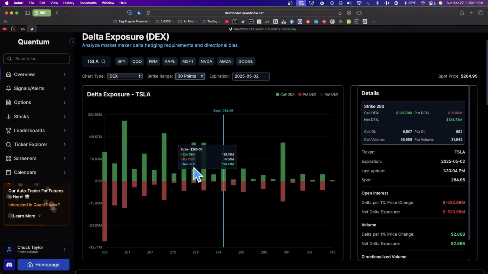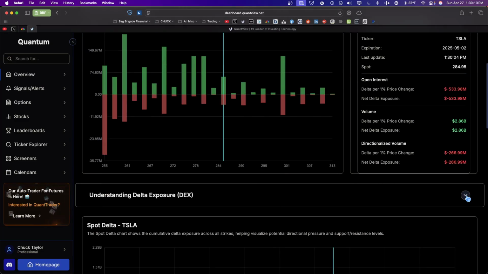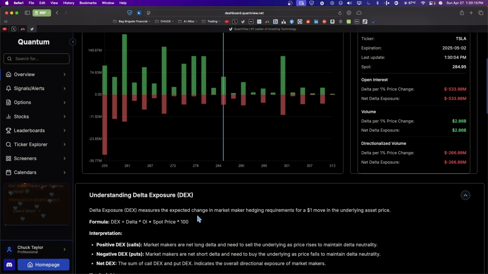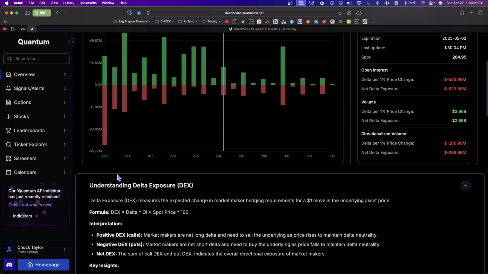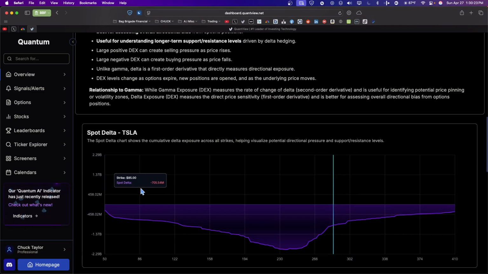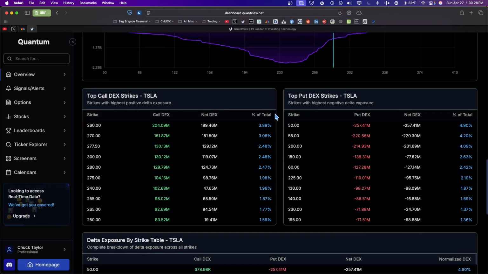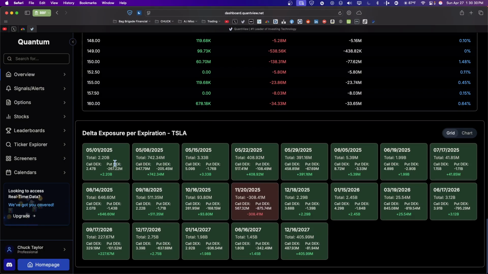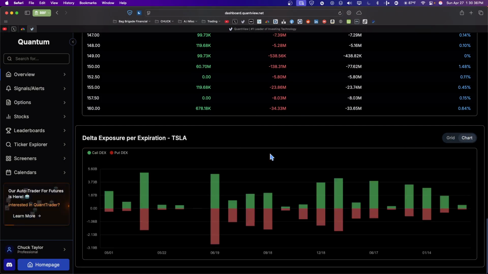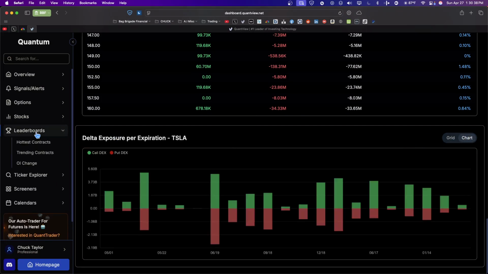So same situation here, but just to explain, delta exposure measures the expected change in the market maker hedging requirements for a dollar move in the underlying asset price. So you can read about it. I don't need to waste all your time. Same thing, just get used to it. Same thing as what I showed you in the last one, and you can see all the per expirations. See, I can even do it on a chart. There you go.